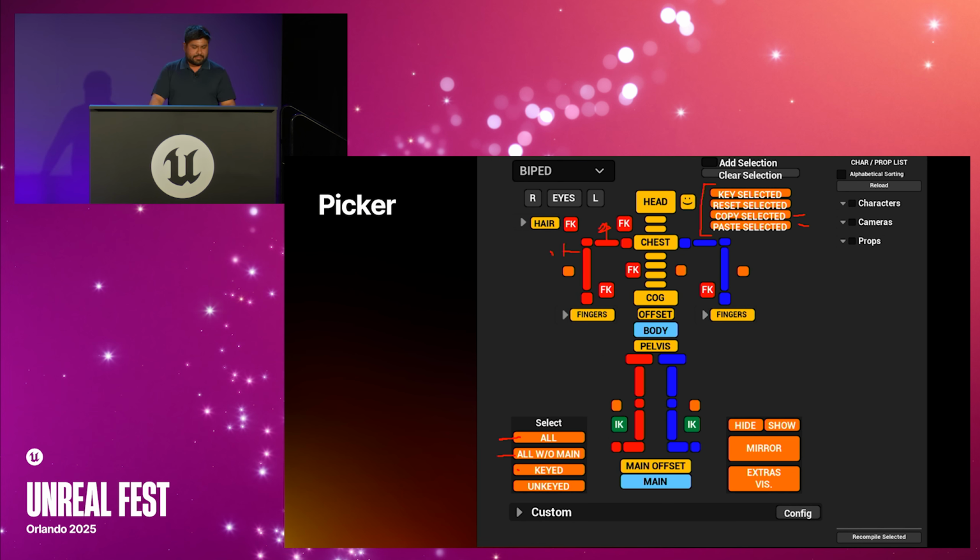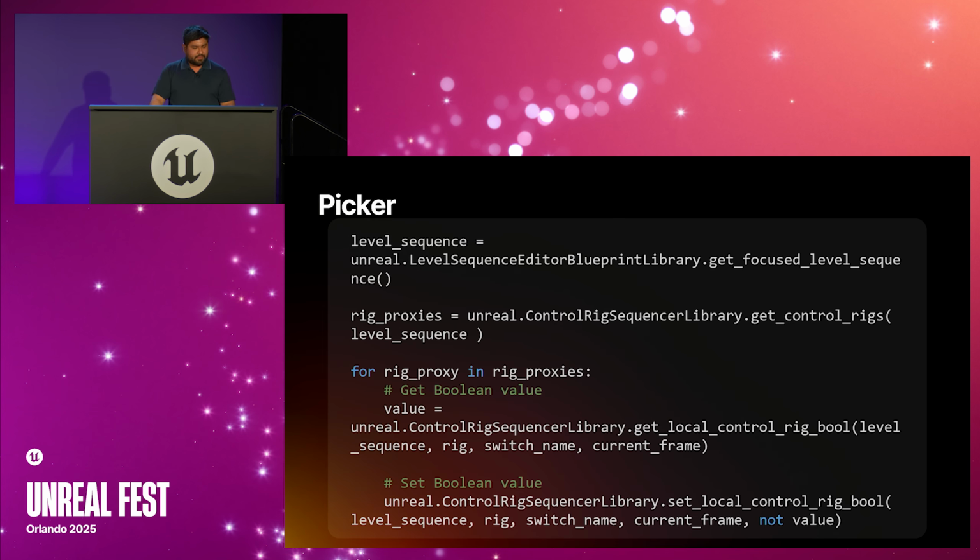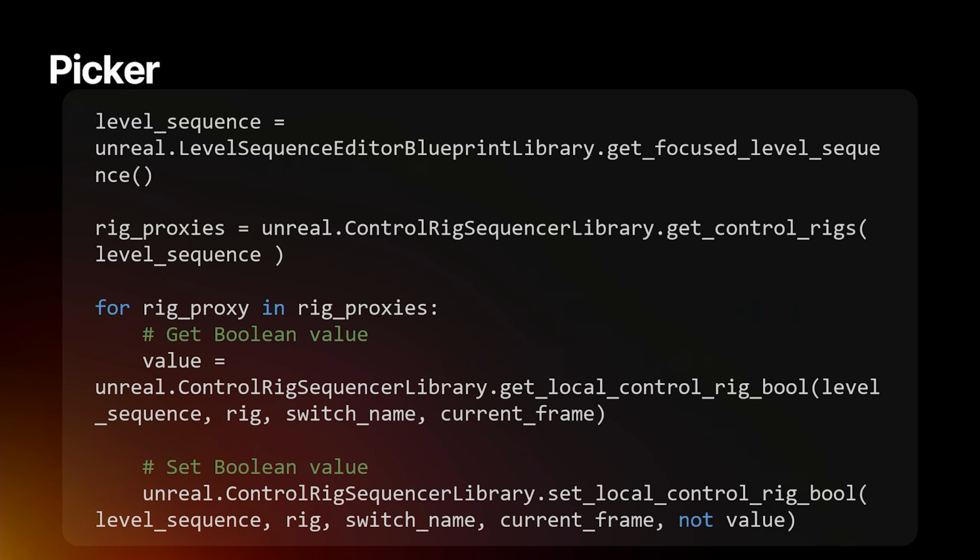And coming back to the toggles for FKIK, we can have something like this. It's almost the same function as earlier, but here we can use the control sequencer library to get the value, and then we just flip it with not value.